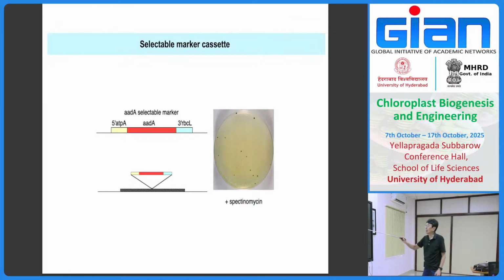But this blocks the bacterial-type 70S ribosome activity. The chloroplast has a bacterial-type 70S ribosome. So spectinomycin blocks translation in the chloroplast, but with this selectable marker, the block is removed.